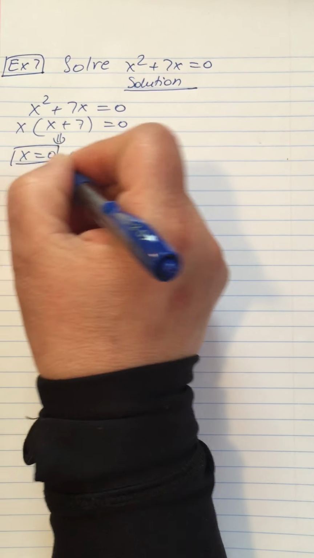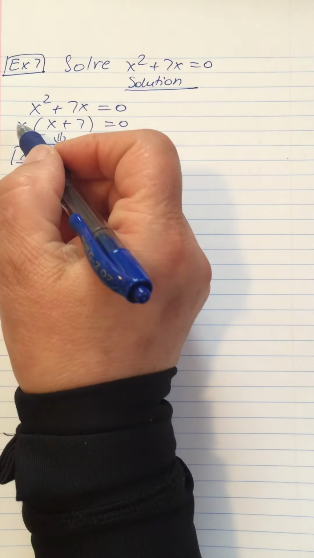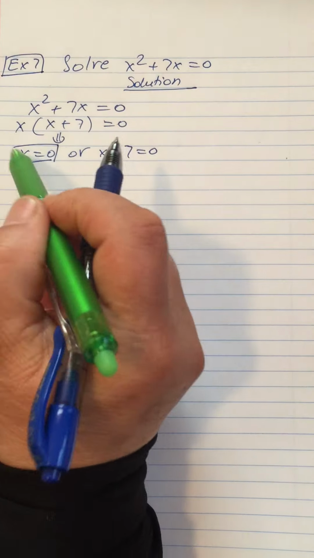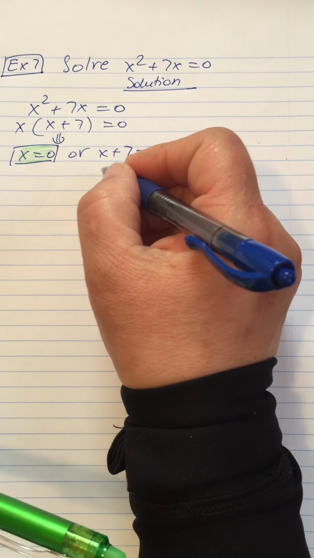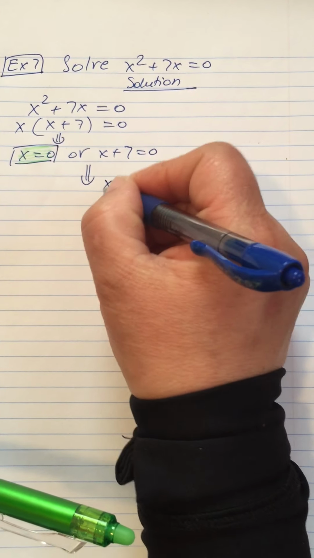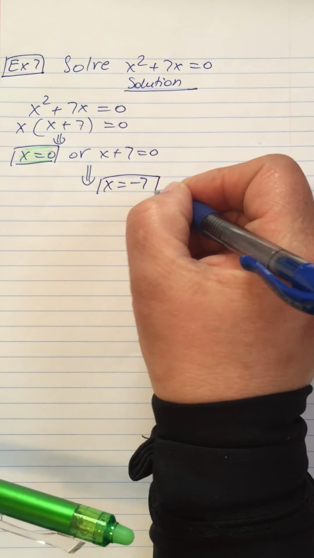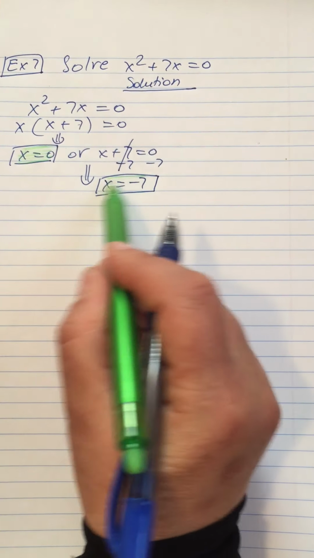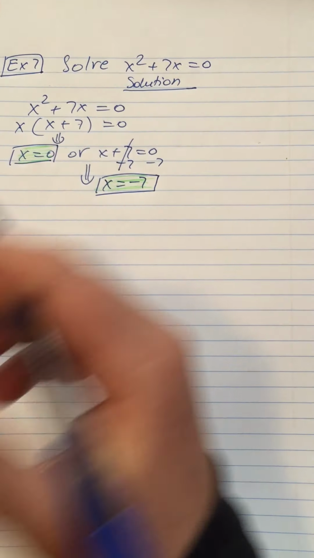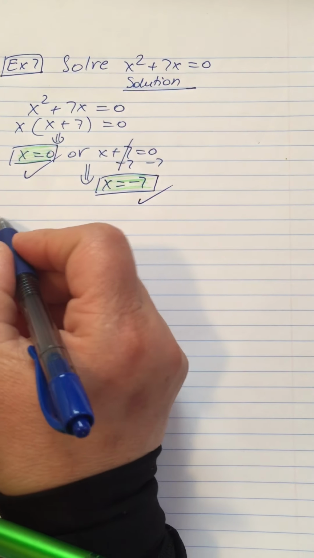Straight away I have a solution. x may be 0 or the other factor. And here I have an extra step just to change the sign, and x is negative 7. What I did here, I subtracted 7 from both sides. The solutions are 0 and negative 7.